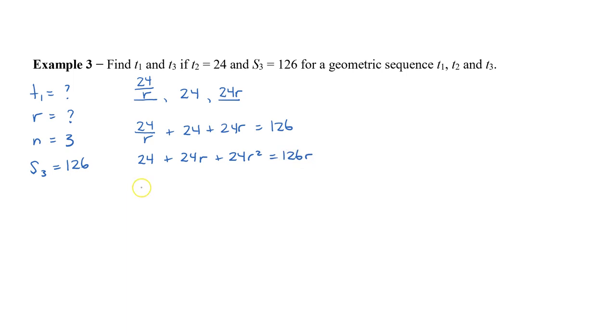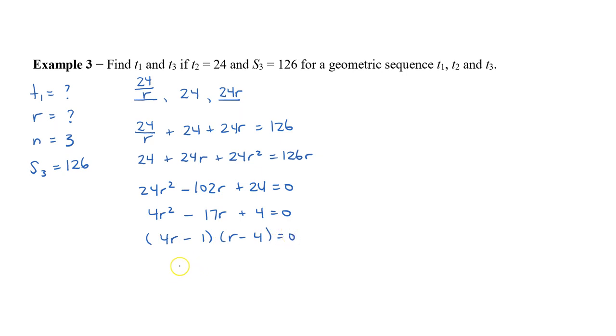Let's move everything to one side, and we'll write it in descending degree order. So we have 24r squared plus 24r. Oh, sorry, not 24r, because we're going to subtract the 126. So now we'll get 24r squared minus 102r plus 24 equals 0. And this actually is going to reduce, so I'm going to divide everything by 6. So 4r squared minus 17r plus 4 equals 0. And then I can see this is factorable. So I get (4r minus 1)(r minus 4) equals 0. So r equals 1/4 and 4.